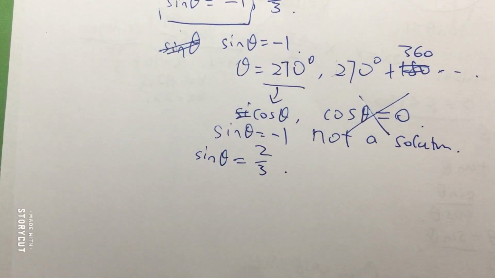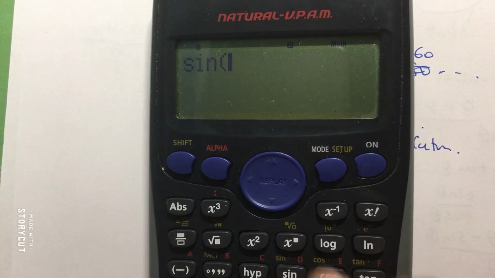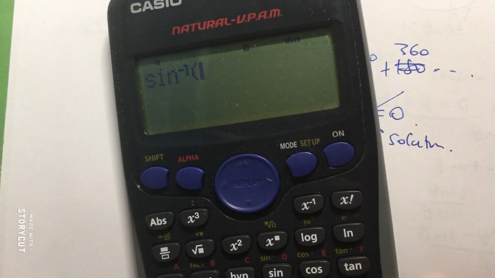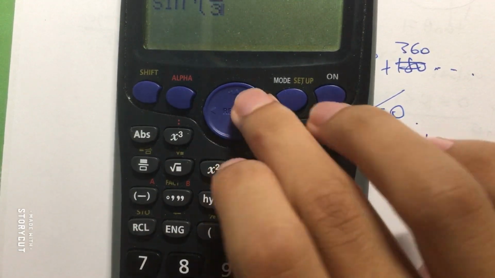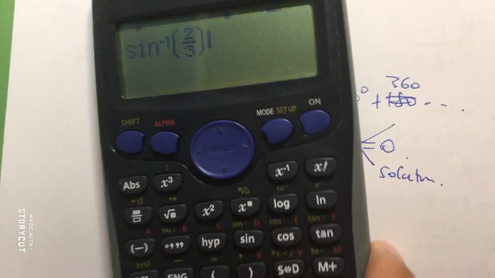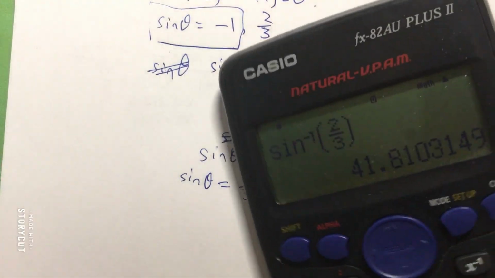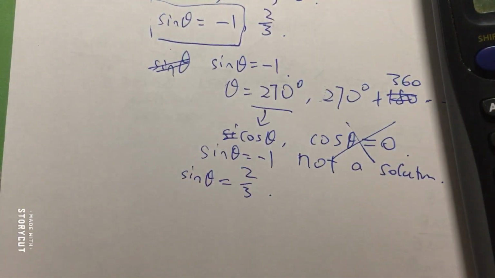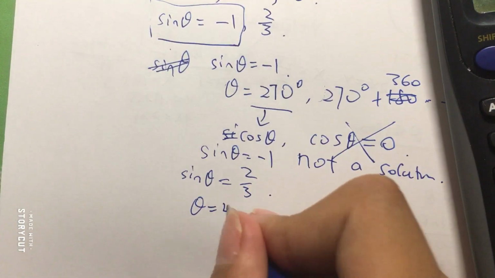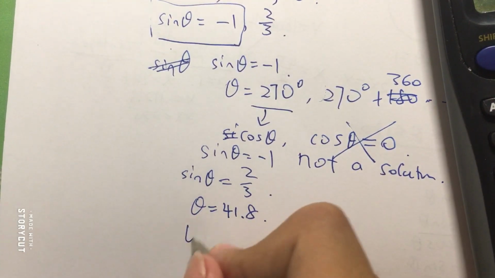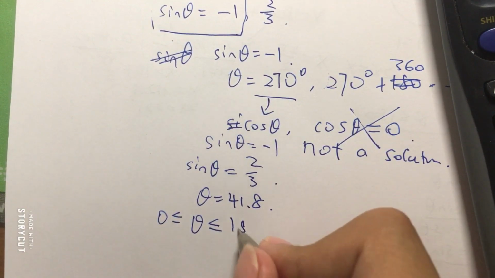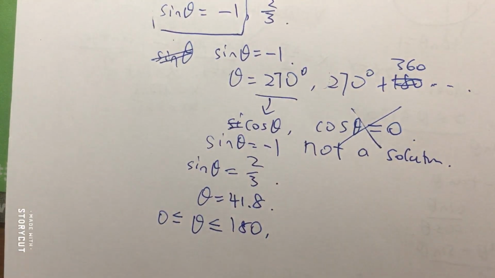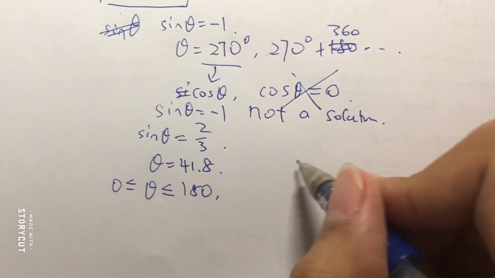And now let's use our calculator, inverse sine of 2/3, which is equal to 41.8. And because we know theta is greater than or equal to 0 and smaller than or equal to 180, let's use the circle.